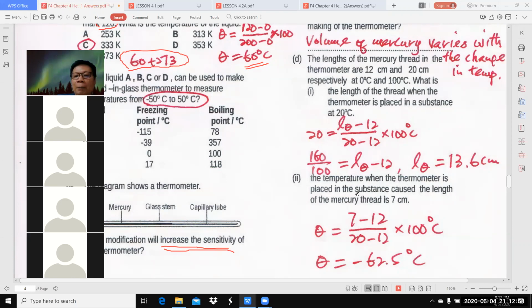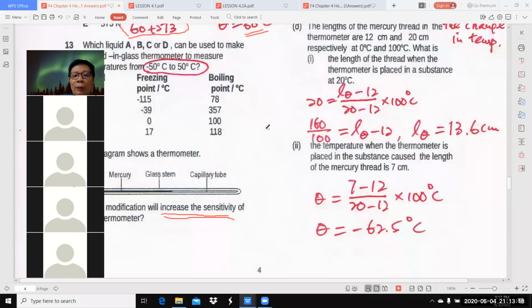The last part: find the temperature when the thermometer placed in the substance causes the length to become 7 cm. L theta is 7, L0 is 12, L100 is 20. So you get the temperature is negative 62.5.